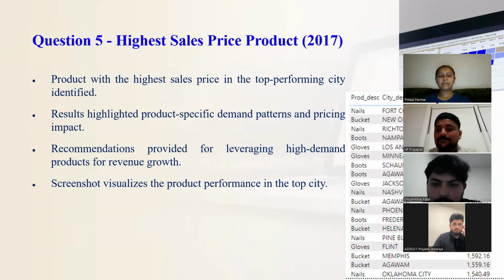This slide shows the product with the highest level of sales price in the leading city, giving details on products that need specific attention. Next slide, please.